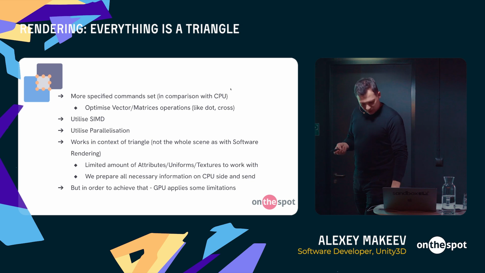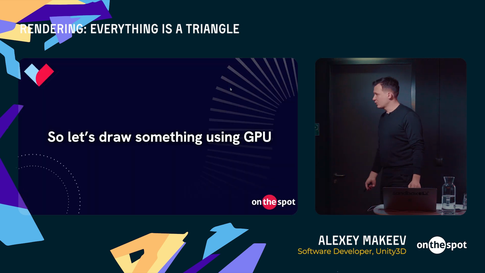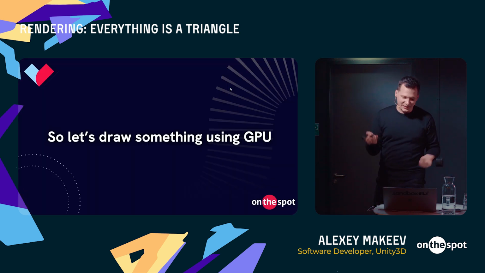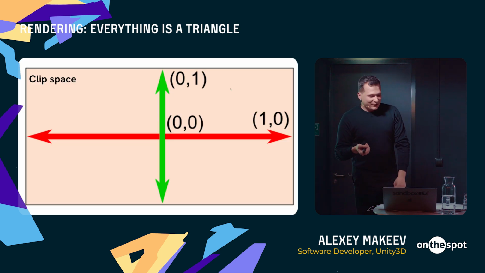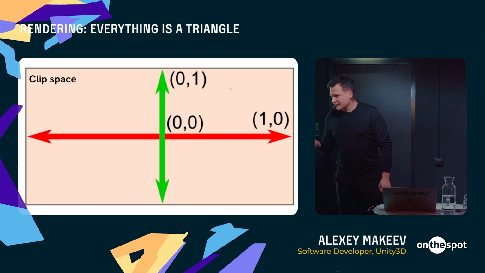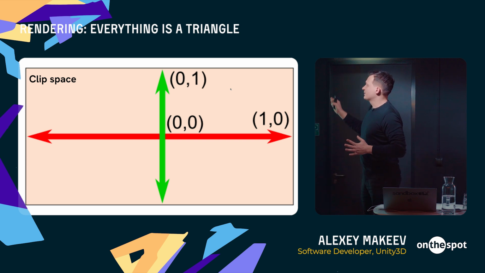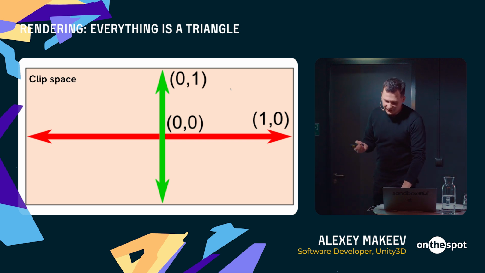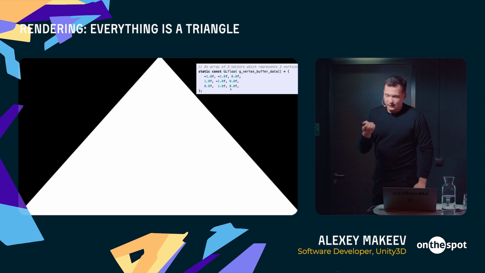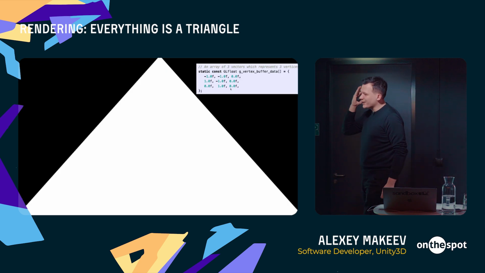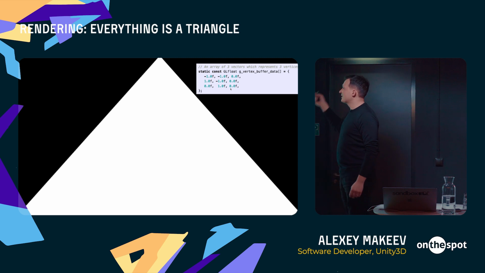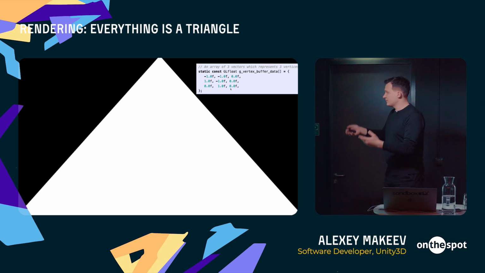So let's go ahead and try to do something with a GPU. First of all, a GPU sees the screen in so-called clip space. It's just a mapping for the screen. And for the simplest program, we need to define a triangle for it. So we define the first vertex is here, the second one is here, and the third one is there. And voila, we have a triangle on the screen exactly.